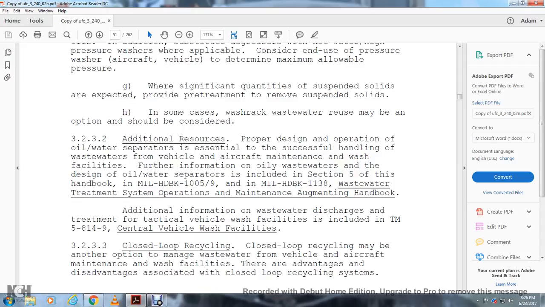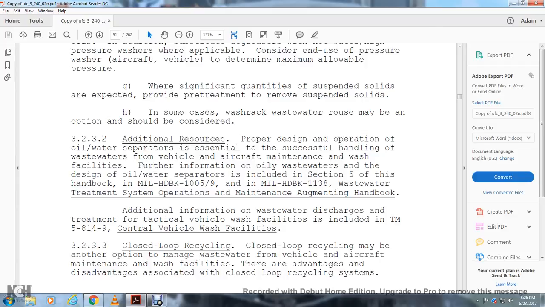3.2.3.2 Additional resources. The proper design and operation of the oil water separator is essential for the successful handling of the wastewater of the vehicle and aircraft maintenance wash facility. The design of oil water separators is included in Section 5 of this handbook, Military Handbook 1005, and in Military Handbook 1138, Wastewater Treatment System Operation and Maintenance Handbook. Additional information on the wastewater discharge and treatment of tactical vehicle wash facilities includes Technical Manual 5-814-9, Central Vehicle Wash Facilities.